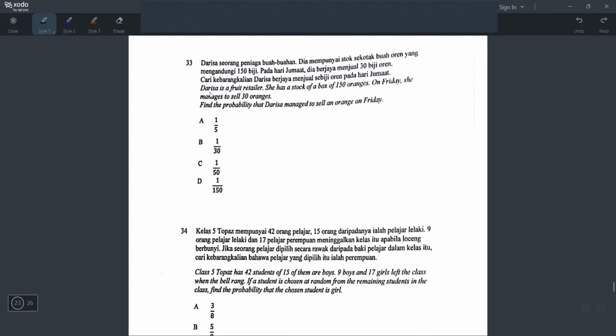Number 33. Darissa is a fruit retailer. She has a stock of 150 orange. Okay. On Friday, she managed to sell 30 orange.